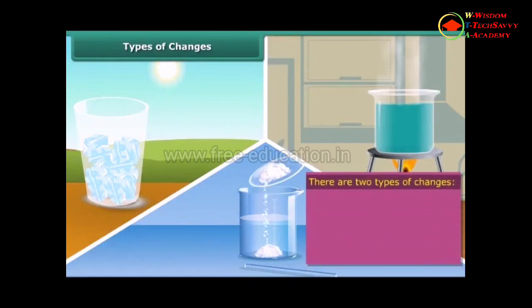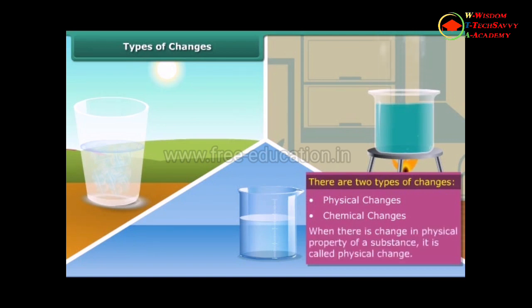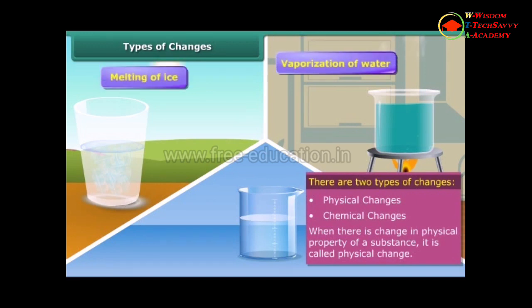Types of changes. Changes are of two types: physical change and chemical change. In this module, you will study the physical changes. When there is a change in properties such as shape, size, color, and state of a substance, it is called physical change. Examples of physical change are melting of ice, vaporization of water, dissolution of sugar or salt in water.